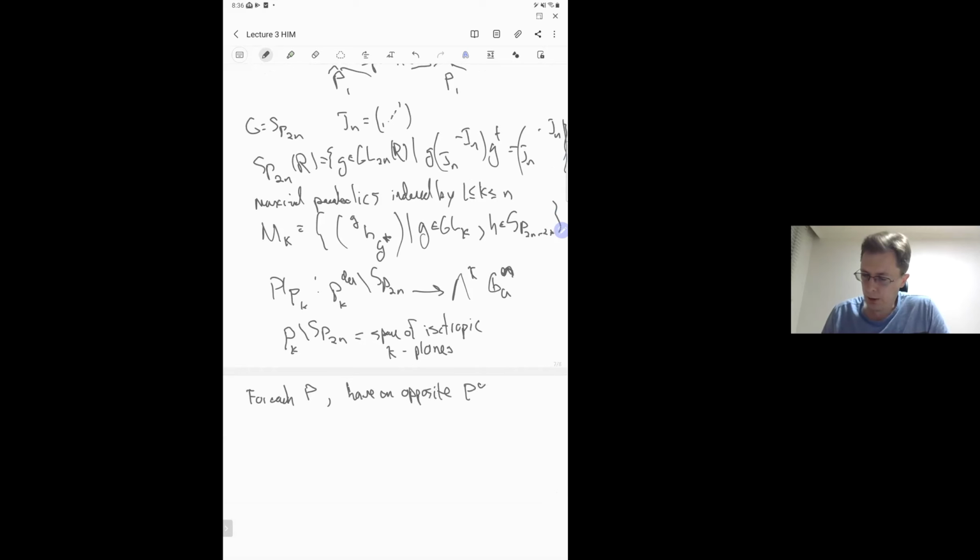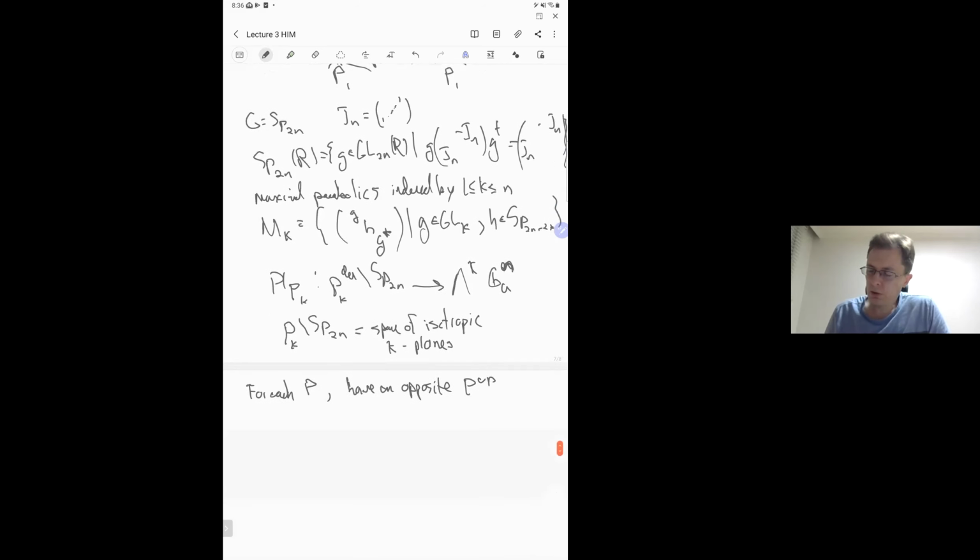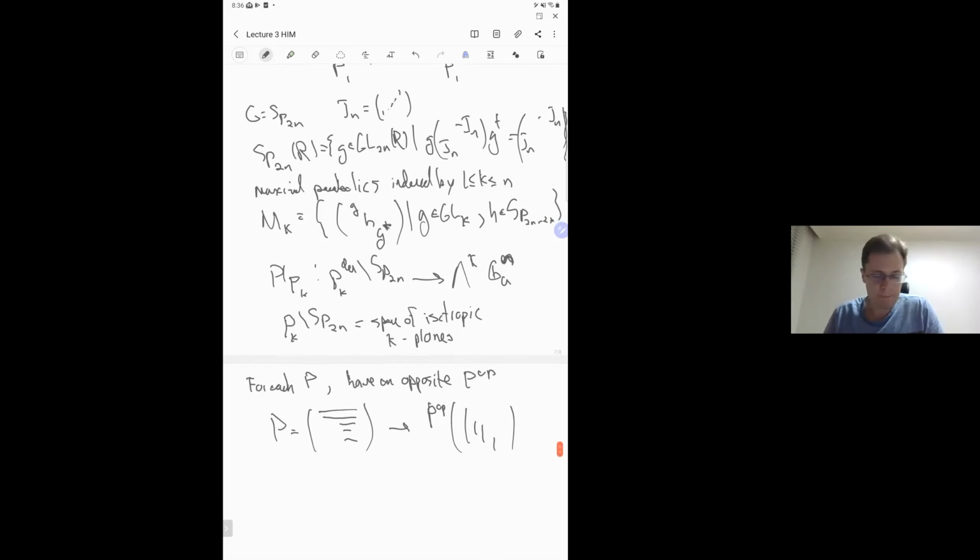P and P op. And of course, this isn't the technical definition, but the idea is really kind of stupid. Your parabolic looks something like this, where you have a bunch of upper triangular things. The opposite is just, well, I just put them down here instead. So I just flip. For example, if I take the opposite of the upper triangular matrices, it's the lower triangular matrices. And there's a well-defined way of doing this for any parabolic.